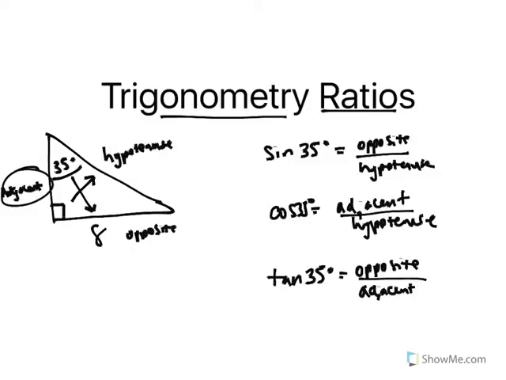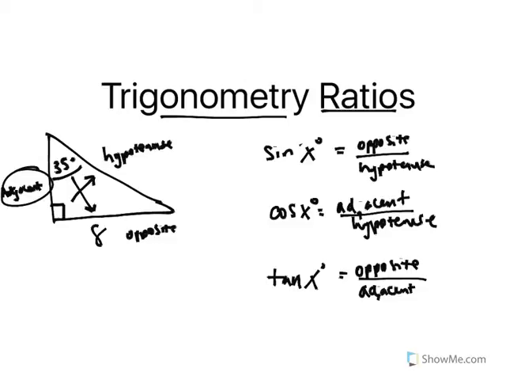So basically we're saying, given any angle, the sine of any angle is equal to the ratio of the adjacent to the hypotenuse side. The cosine of any angle is the opposite to the hypotenuse side, and the tangent of any angle is equal to the opposite over the adjacent side.